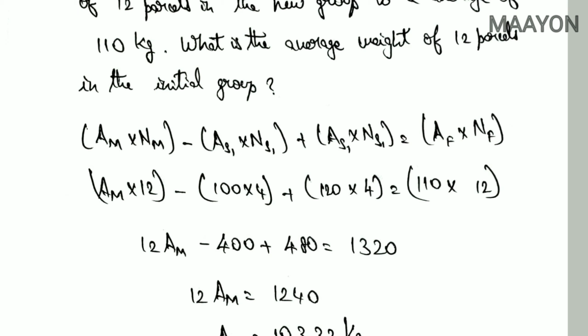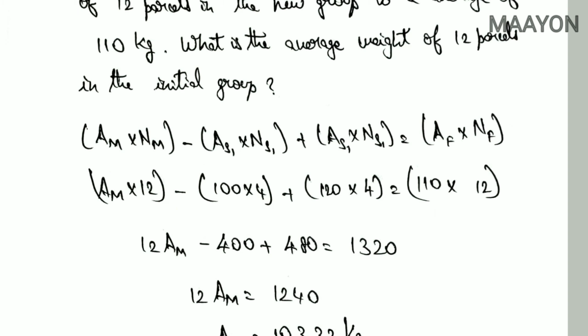Let's substitute the values. The average of the main group is unknown. The number of terms in the main group is 12 parcels, subtracted by the average of subgroup 1, which is 100 kg, into the number of terms in subgroup 1, which is 4 parcels, plus the average of subgroup 2, which is 120 kg, into the number of terms in subgroup 2, which is 4 parcels, equals the average of the final group, which is 110 kg, into the number of terms in the final group, which is 12 parcels.